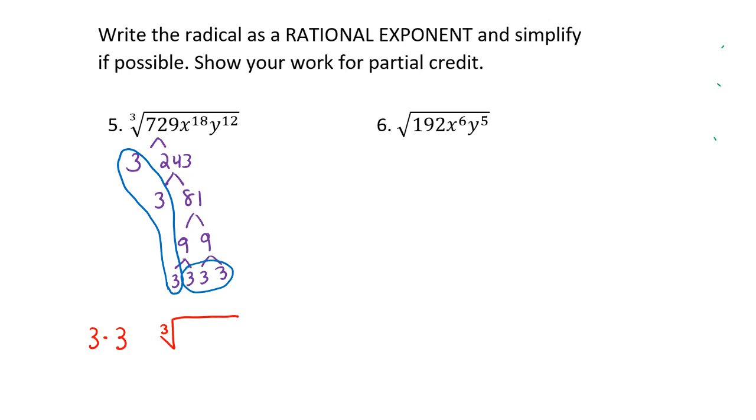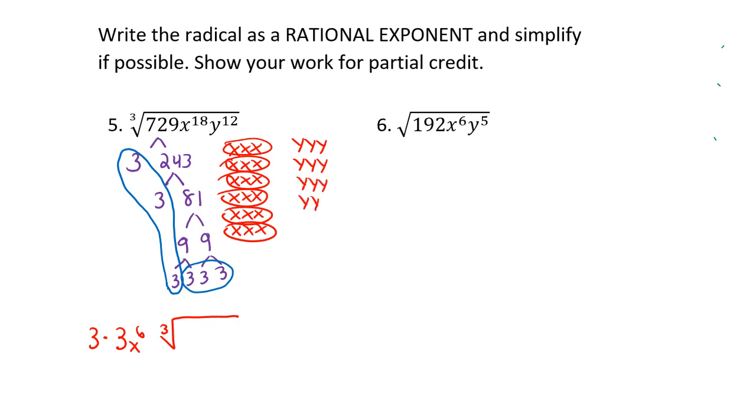And then I have 18 x's. 1, 2, 3, 6, 9, 12, 15, and 18. 1 circle, 2 circle, 3, 4, 5, and 6. So I'll have x to the 6. I'm going to do the same thing for the y's. 1, 2, 3, 6, 9, and 12. 1, 2, 3, 4. Y to the fourth.